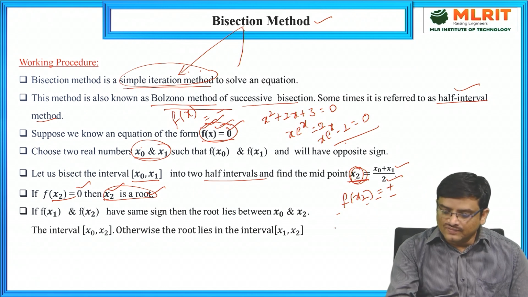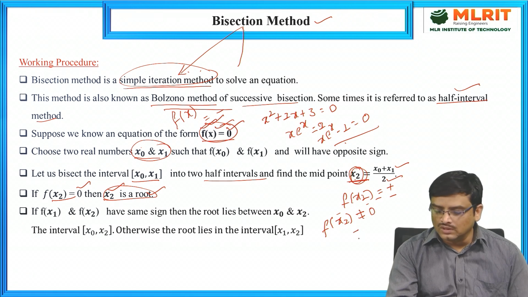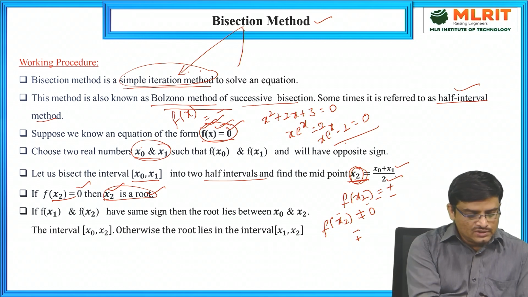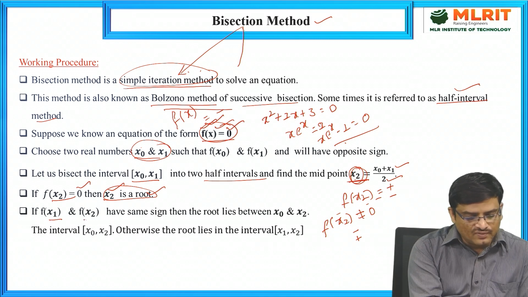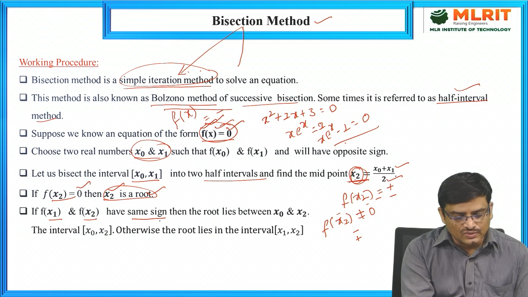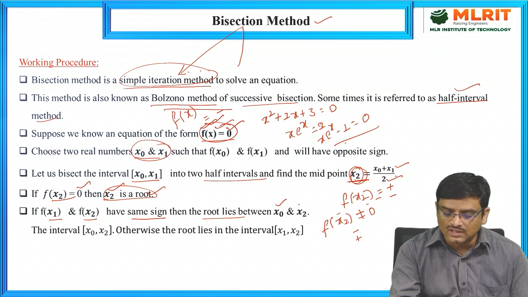Suppose after substituting the x2 value in the function, f of x2 is not equal to 0, then there is a scope to get this value as a negative value, or a positive value. So in that case, what we have to do is, if f of x1 and f of x2 have the same sign, then we can conclude that the root lies between x0 and x2.